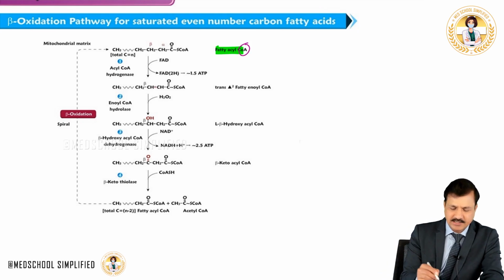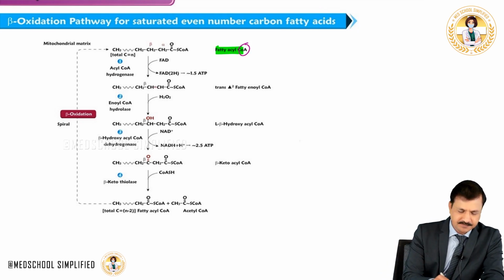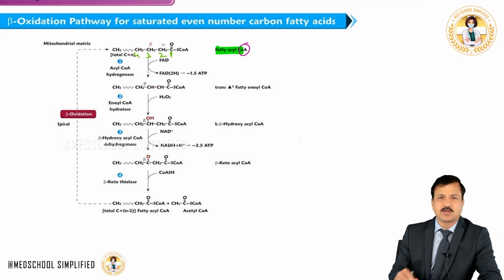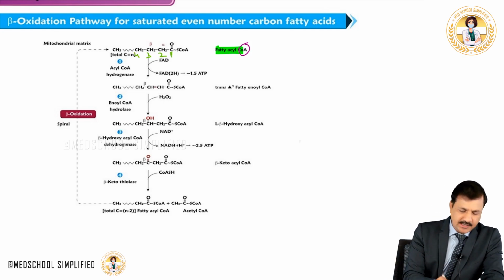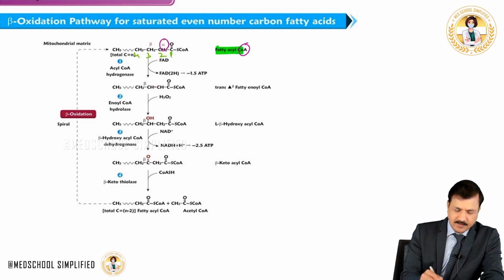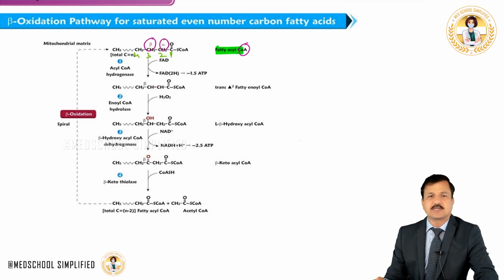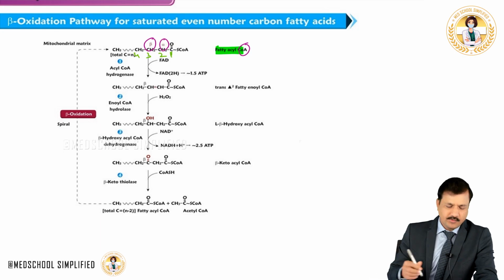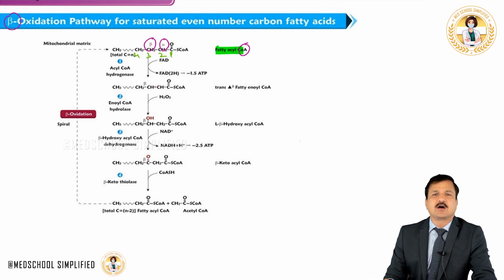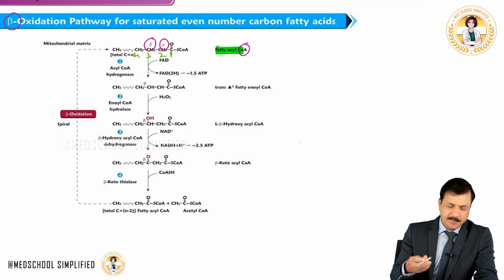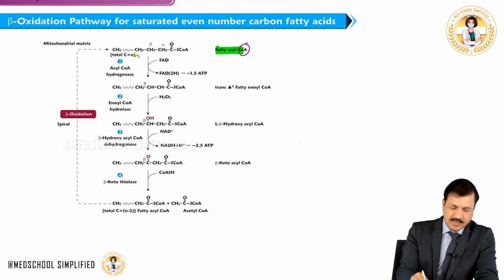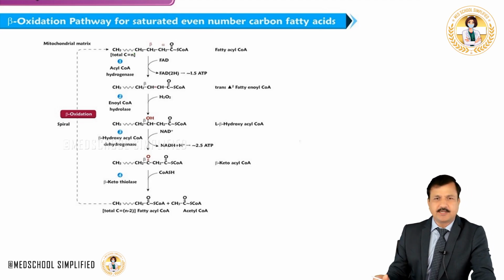So here is the fatty acid. Let's number the carbons first. The carboxyl carbon is carbon number 1, and then the second carbon, third carbon, fourth carbon, and it goes on like that. Always the second carbon is referred to as the alpha carbon and the third carbon is referred to as the beta carbon. So we are looking at beta oxidation of a fatty acid. The beta carbon is the one that will undergo oxidation. Let's remember that point. Now let's look at the beta carbon.